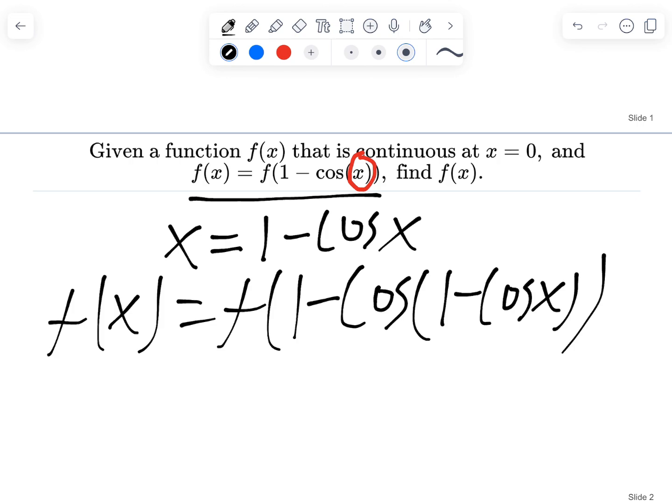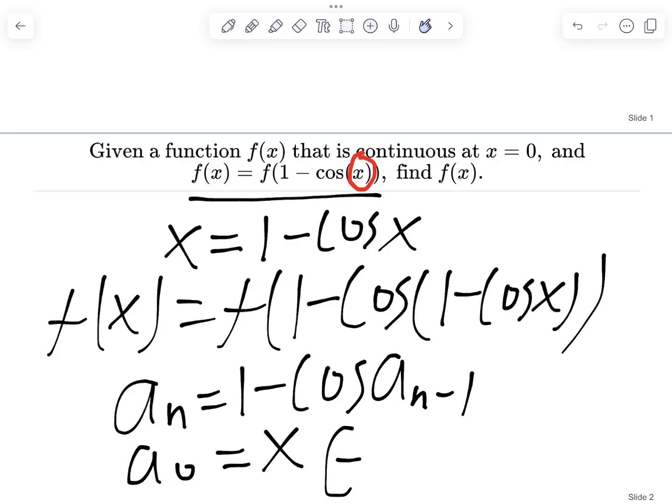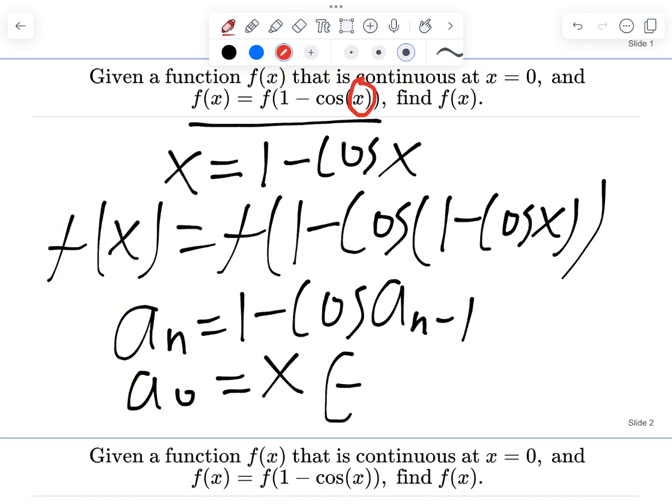And if we rewrite this equation all the way down to infinite terms, we can find a specific relation. We can call that the recurrence relation, which is a sub n equals 1 minus cosine a sub n minus 1. And because it's a sequence, we have to define its first term. So let's assume the first term is a sub 0, and a sub 0 equals x, so x can be any real number. It doesn't matter what the first term is.